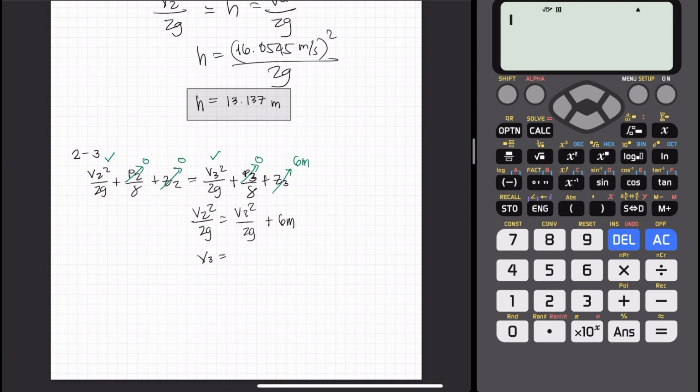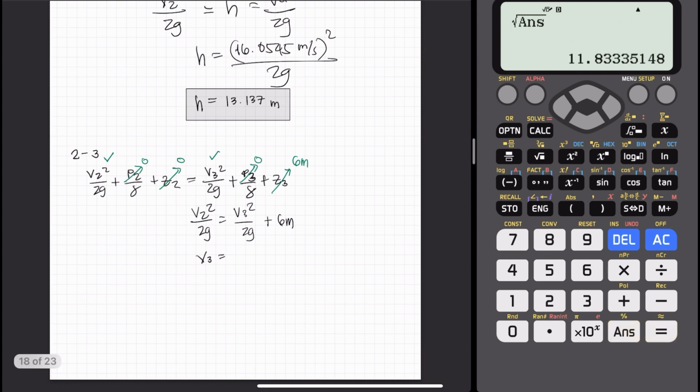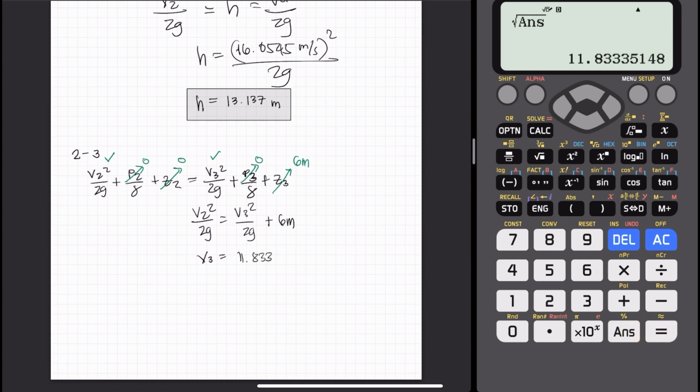Alam natin that V2 squared over 2 times 9.81 minus 6 times 2 times 9.81, then get the square root. V3 is 11.8335 meters per second. So, store natin siya sa D. Store at D. Para balikan natin siya later.